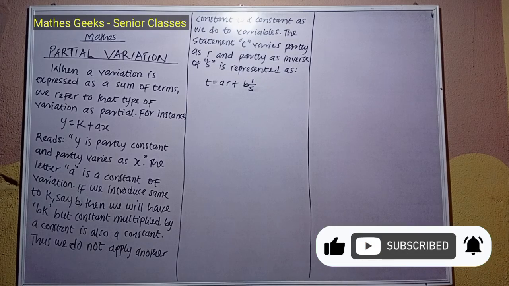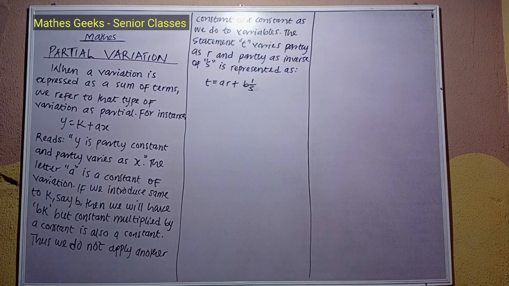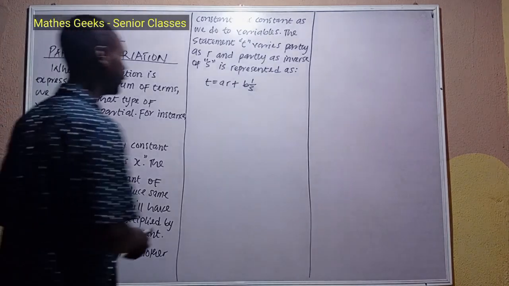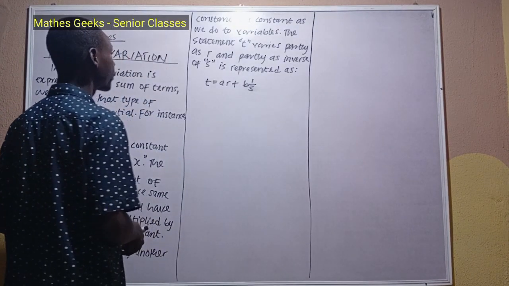If we introduce another constant to k, say b, then we will have bk. But a constant multiplied by a constant is also a constant. Thus, we do not apply another constant to a constant as we do to variables. The statement t varies partly as r and partly as the inverse of s is represented as t equals ar plus b over s.